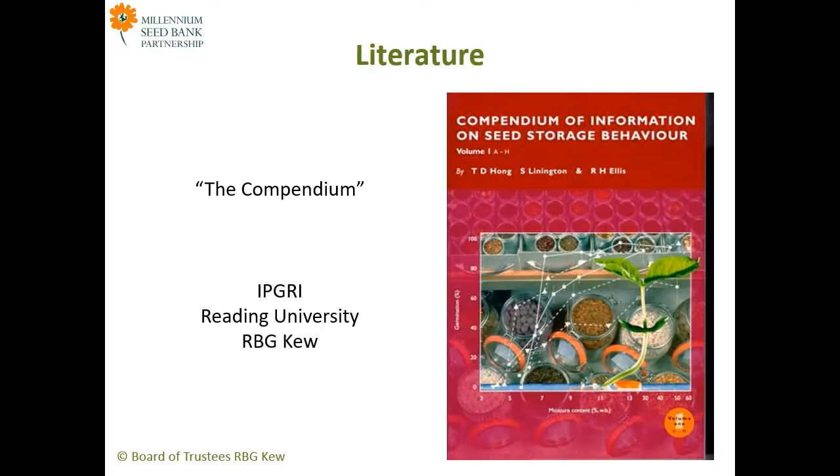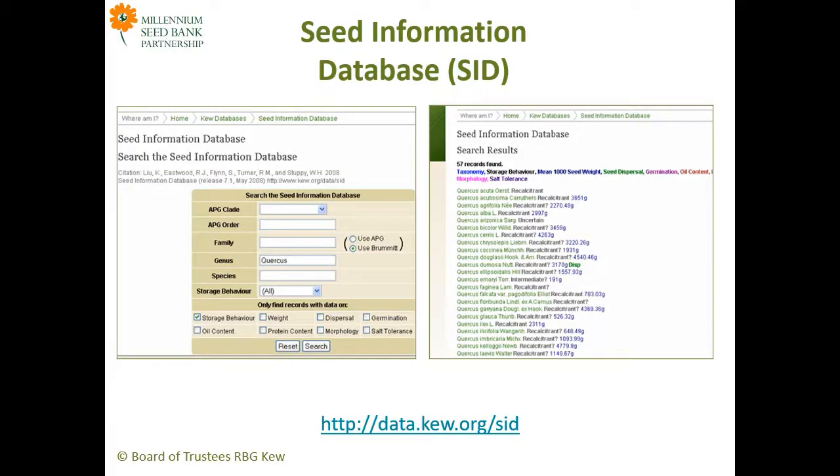We can look at the published literature. This is the compendium of information on seed storage behavior. It lists the seed storage behavior of around 7,000 species. And the Kew Seed Information Database has actually been built upon this compendium dataset and has now included storage behavior records of around 18,000 species, probably more since this recording has been made. You can see the link to the actual tool below.